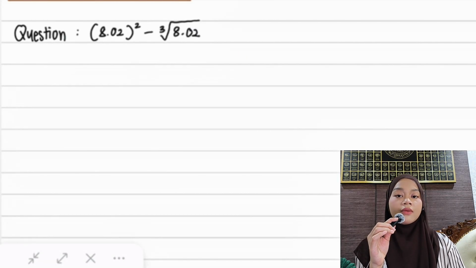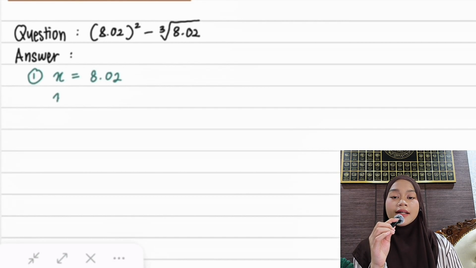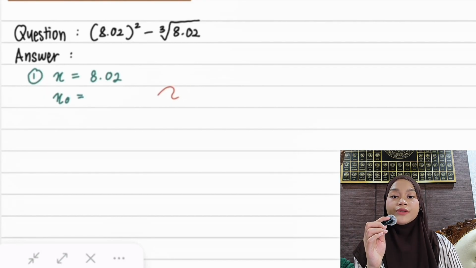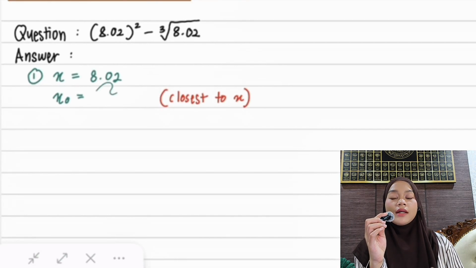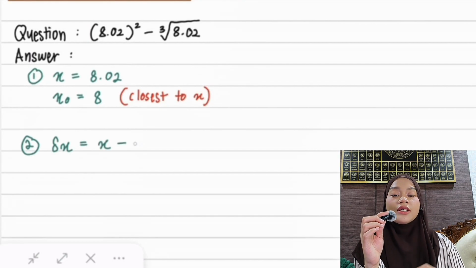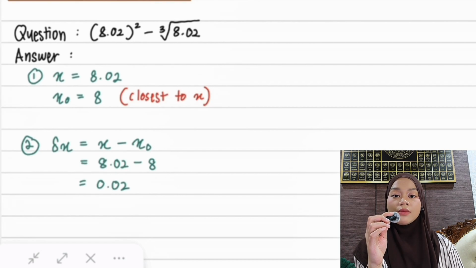So first, write down the linear approximation formula, then find the value of x, which is the given value from the question. The question gave 8.02, so our x is 8.02, and our x naught we have to choose ourselves. But how? We choose the closest number to x. So the closest number to 8.02 is 8. The second step is to find delta x, which is x minus x naught. So 8.02 minus 8 equals to 0.02.